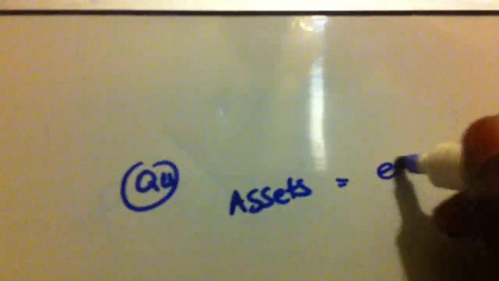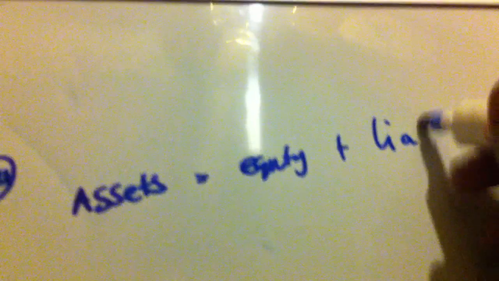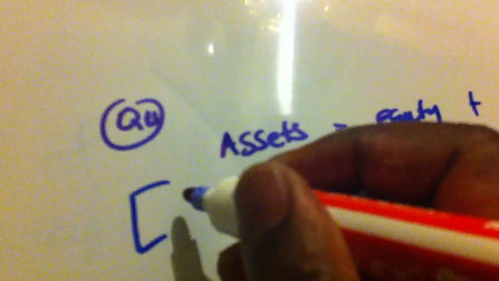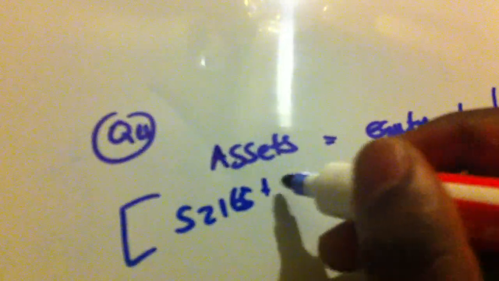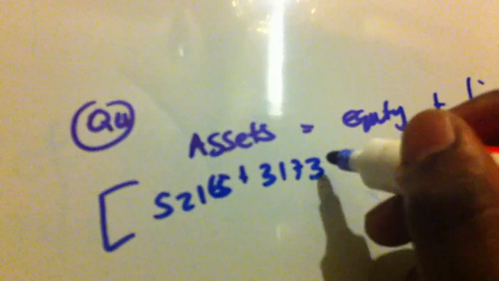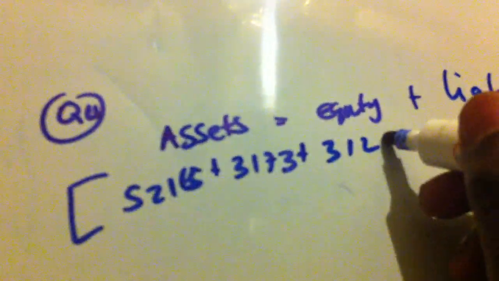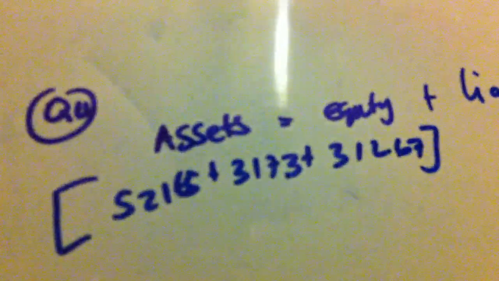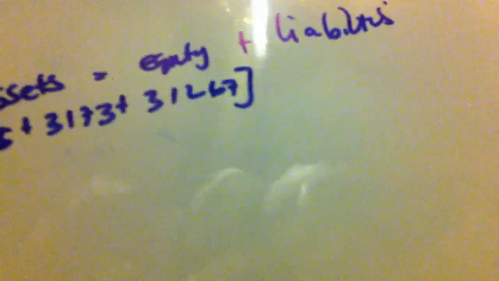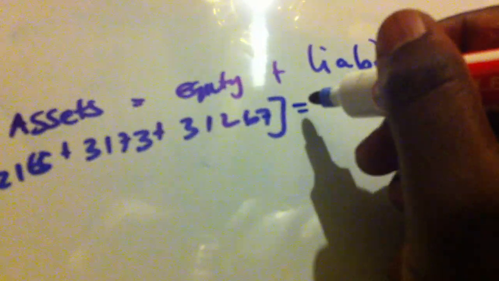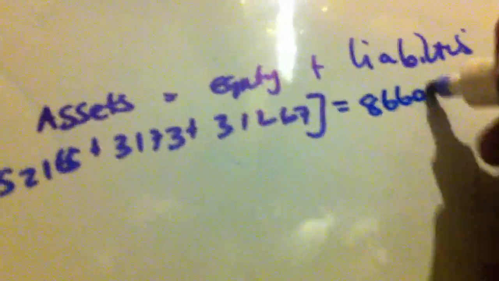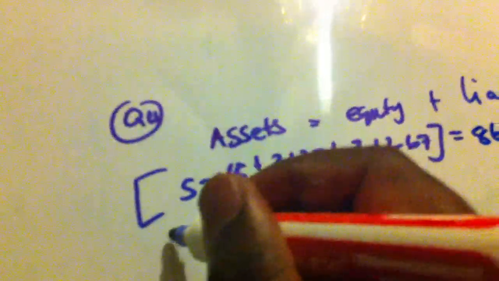We use the same principle that says assets equals your equity plus your liabilities, isn't it? How much is your asset? Your land and buildings, which is 52165, plus your inventory 3173, plus your trade receivables of 31267 will give you a total of 86605, isn't it?